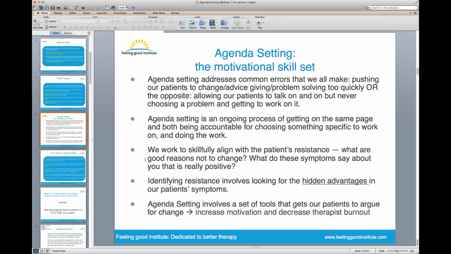So the idea is that it involves a set of tools that gets our patients to argue for change rather than the therapist arguing for change. And of course, if you put your patient in the role of arguing for change, your patient's going to seem kind of more motivated. They're asking for help.